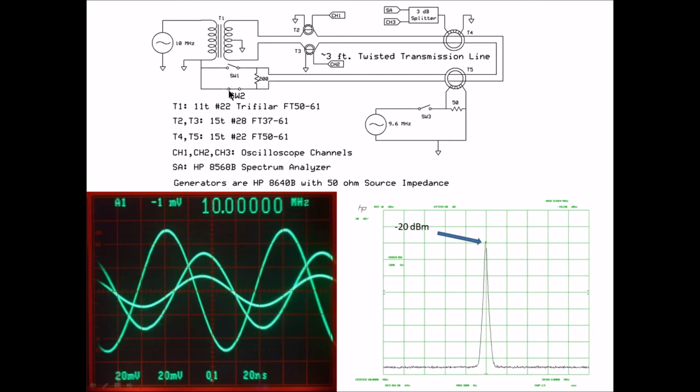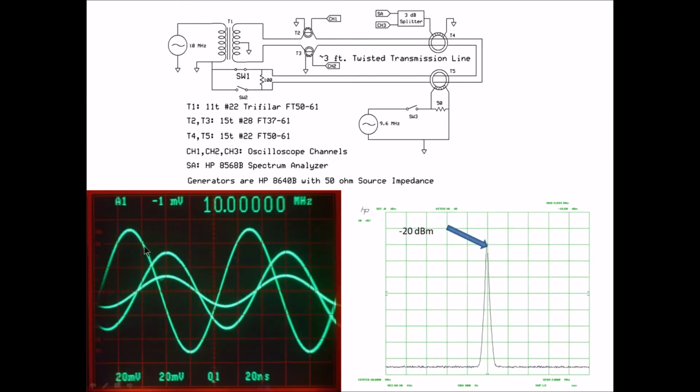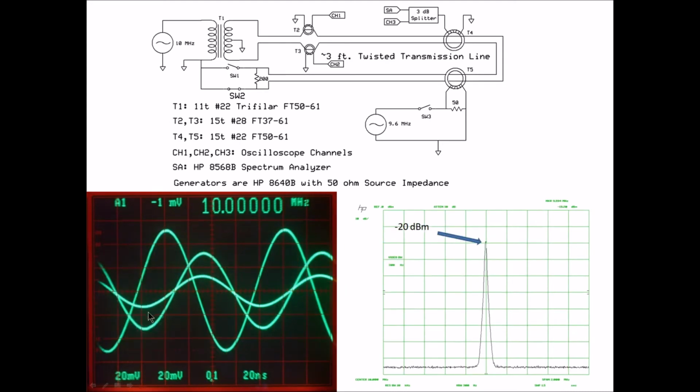Similarly, if I close switch 2, I get the same amount of common mode current created, and the phase and the amplitude now have changed between the two differential signals. I'll switch back and forth so you can see this. You can see right here, this one is larger than this one. And now this signal is larger than this one, and the phase is shifted.